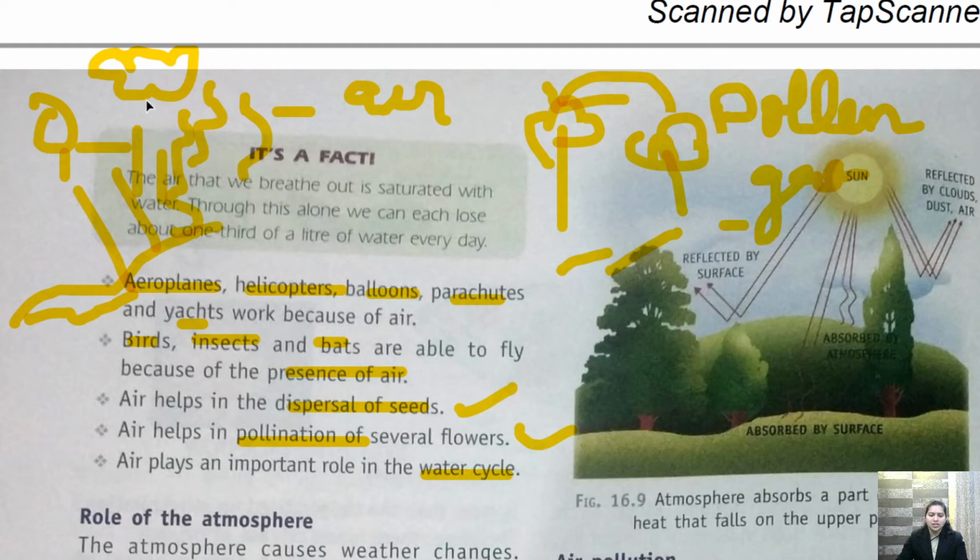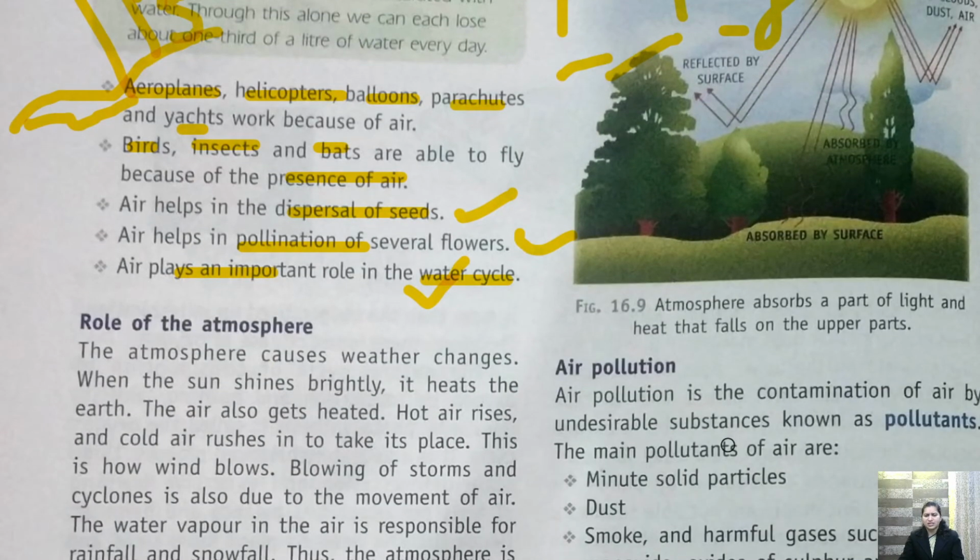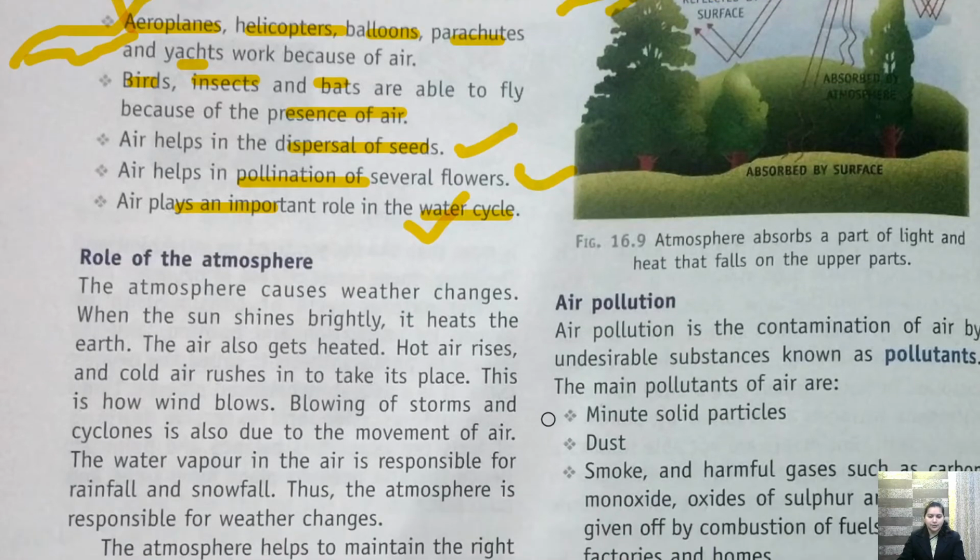तो ये सब चीजें कहाँ हो रही है, क्लाउड कहाँ बन रहा है, ये वेपर कहाँ रिलीज हो रहा है, ये सब कुछ एयर में हो रहा है. So air also plays a very important role in water cycle. I hope it is clear, children. These are very simple. That is why I am going a little faster.